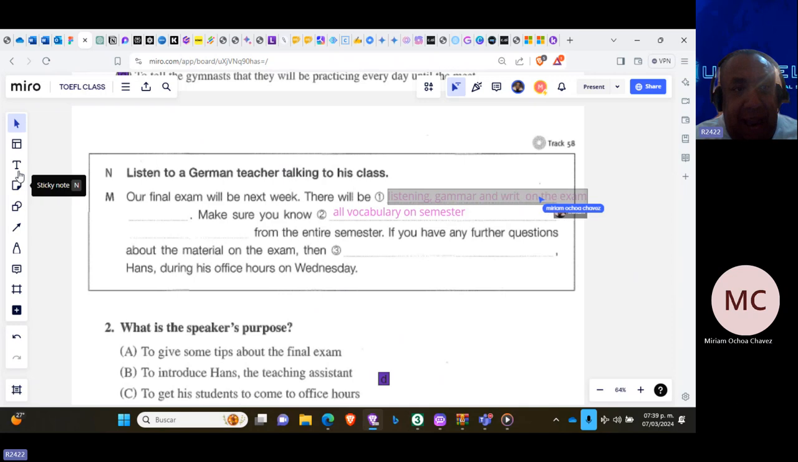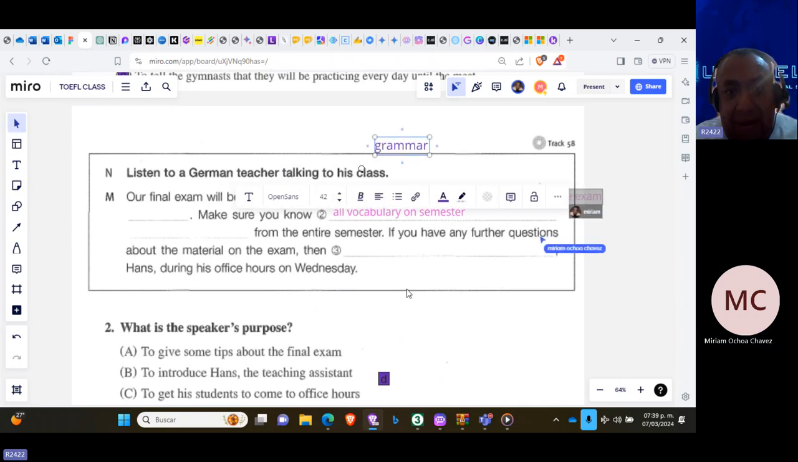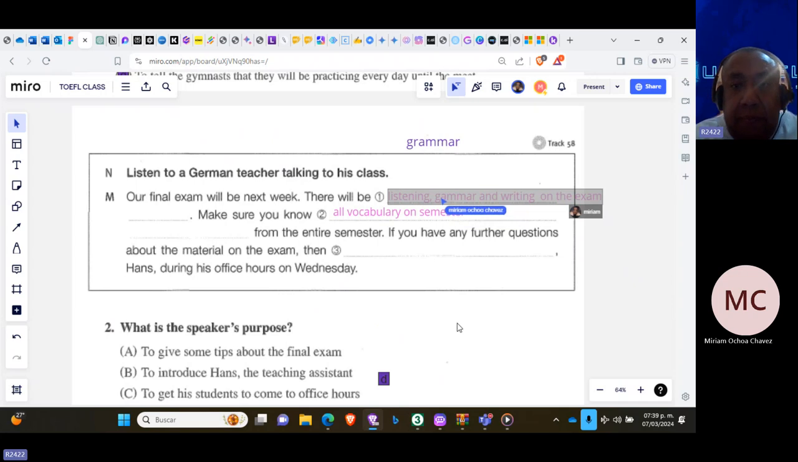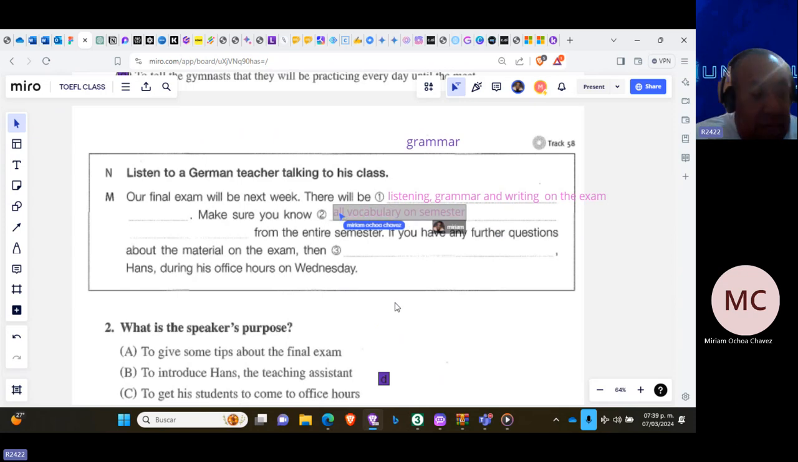So then we will be listening. Remember, grammar. Look at this. Grammar. Very good. And writing on the exam. Very good. Okay, let's continue. Make sure you know the verb tenses we've gone over this week, as well as the vocabulary from the entire semester. Very good. Make sure you know, okay, the verb tenses we have gone over this week.